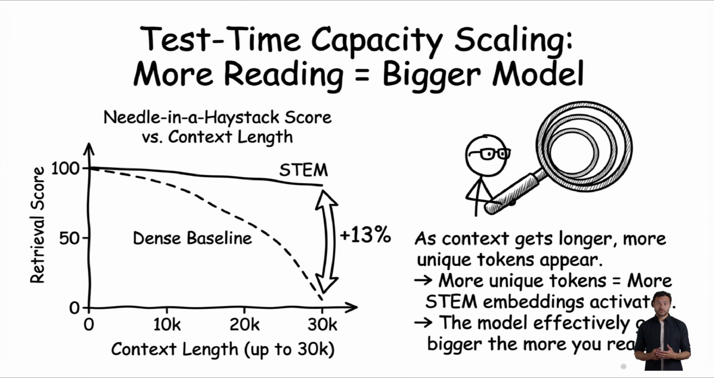With STEM, unique tokens matter because each distinct token activates its own embedding entry. So as you read more, and the prompt contains a wider variety of tokens, more STEM embeddings get pulled into the computation. That makes the model's effective capacity larger at test time, even though the trained backbone is unchanged. The takeaway matches the headline. More reading, make a model bigger.